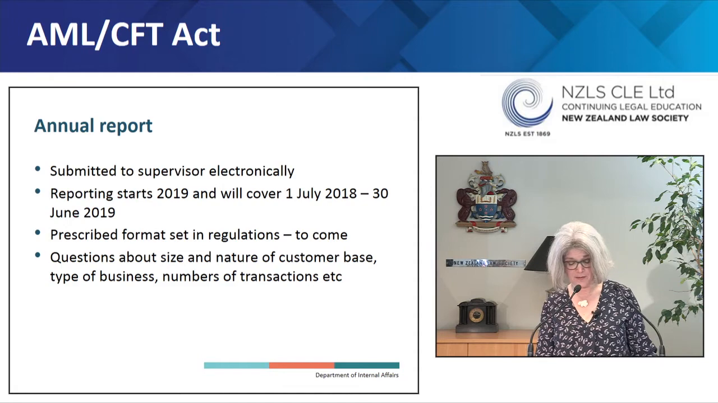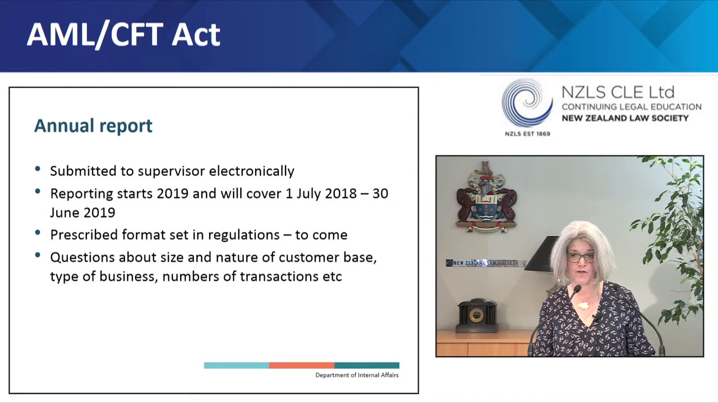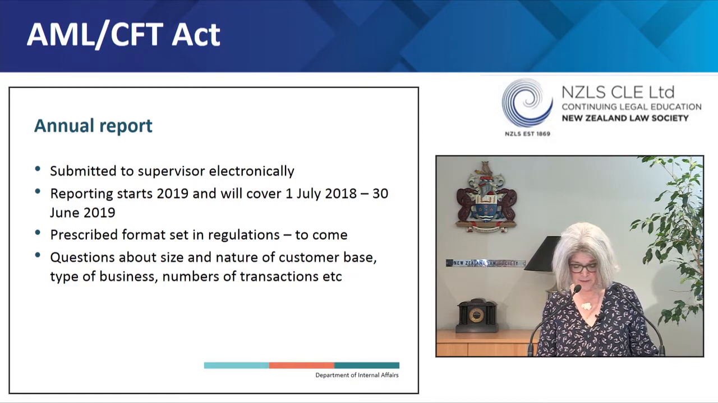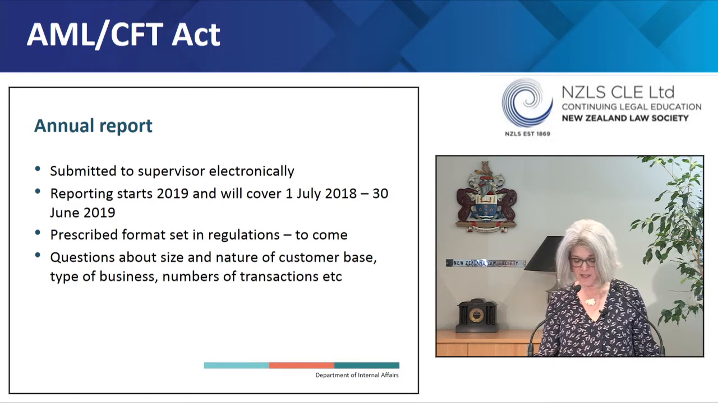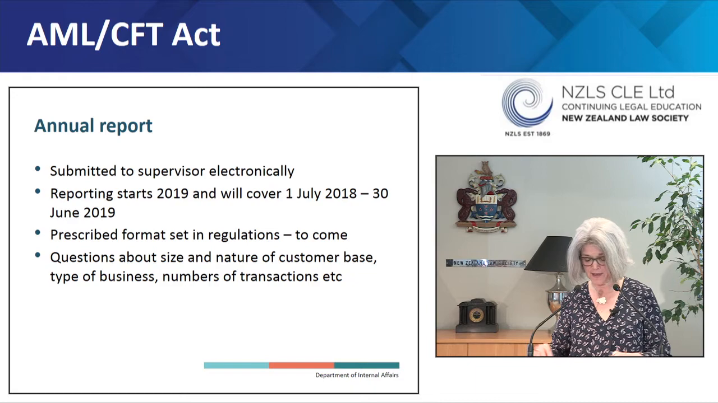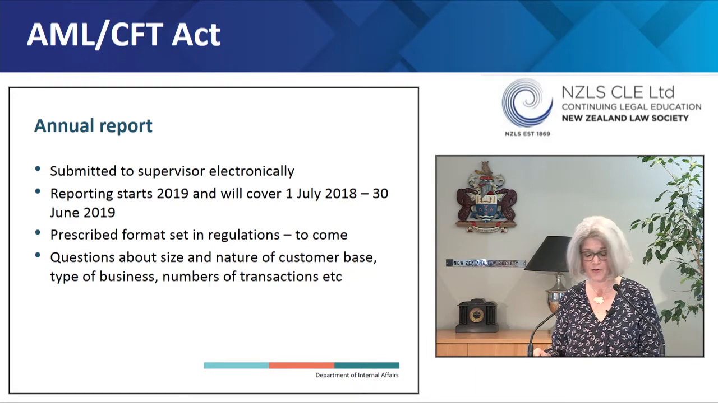To keep things as simple as we can, we've made the reporting period from 1 July to 30 June for every reporting entity. This means that you can collect the information during that period and then complete the annual report without having to think about calendar or financial years.